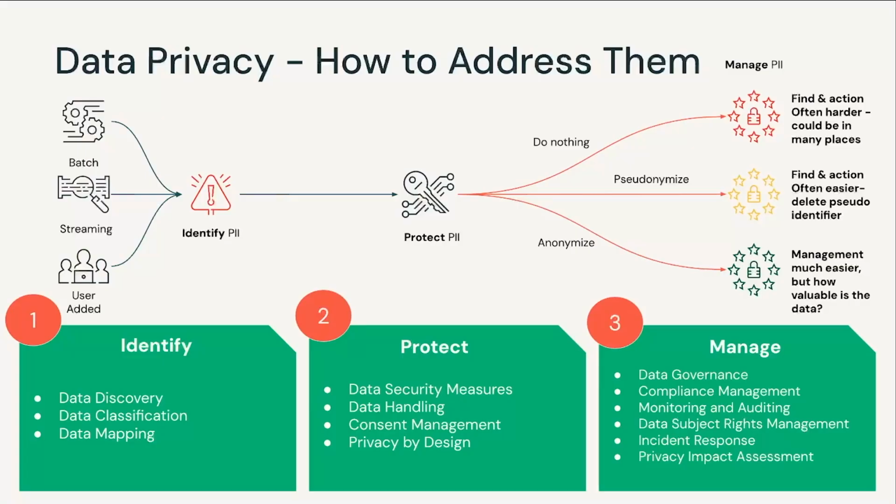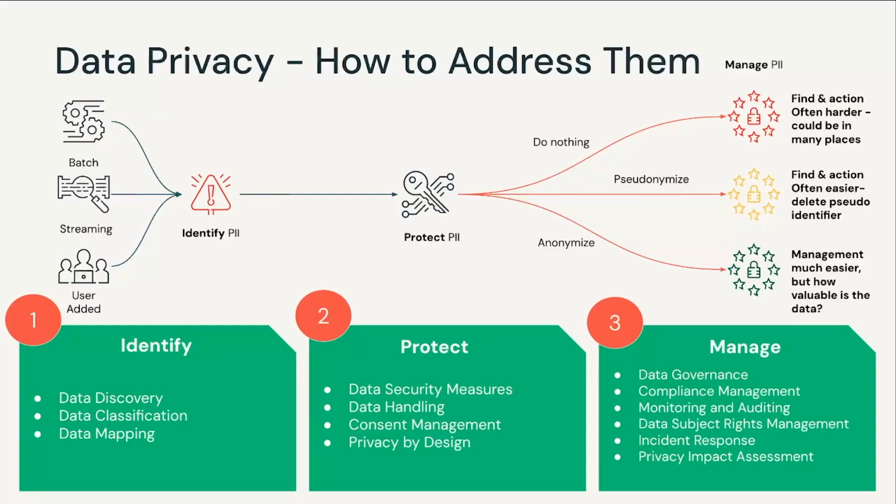As well, it's suggested to have data classification. Once the data is discovered, it should be classified based on its sensitivity, such as PII, financial data, and health records. This classification helps in applying appropriate privacy measures and compliance protocols. As well, having data mapping creates a clear picture of how data flows through the organization, including where it's stored, who has access to it, and how it's used.